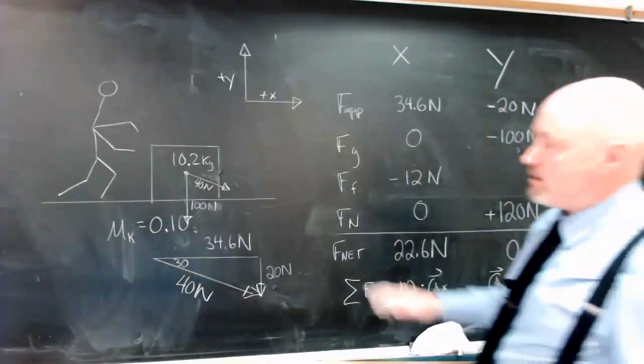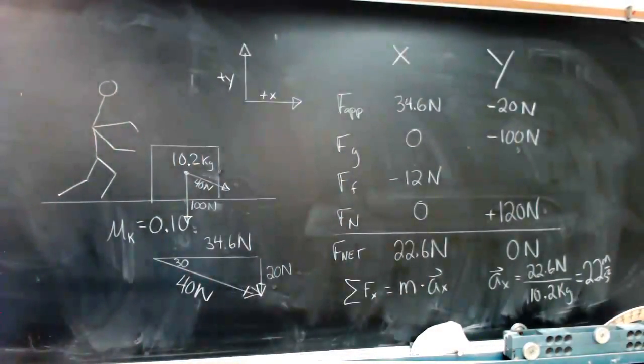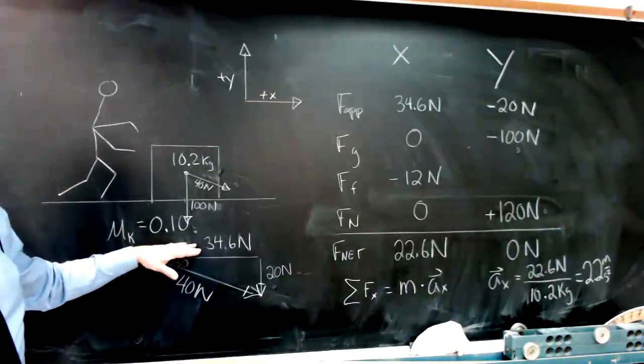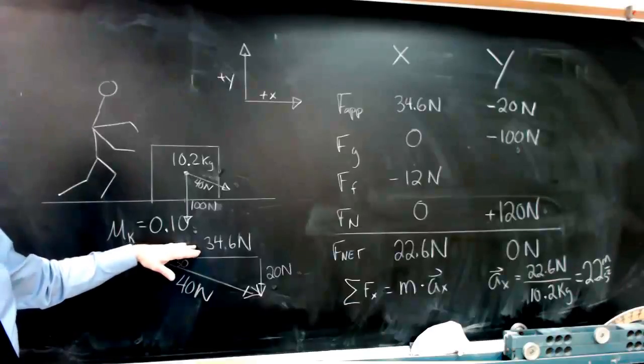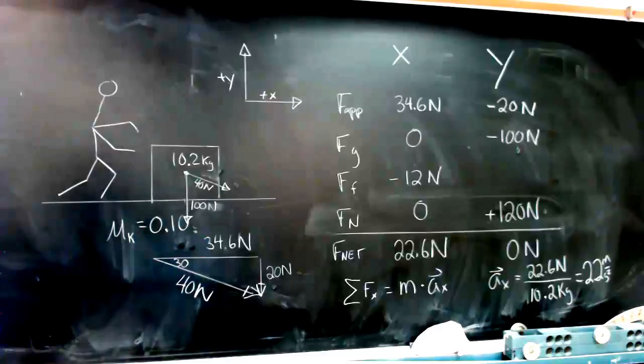And so this is a problem that involves friction. Friction is proportional to the normal force. You can calculate friction by multiplying the coefficient of friction by the normal force. And otherwise, this winds up just being an F equals ma problem.